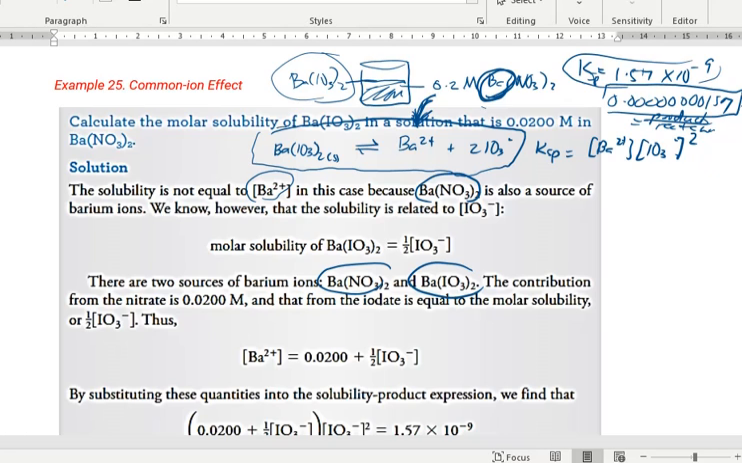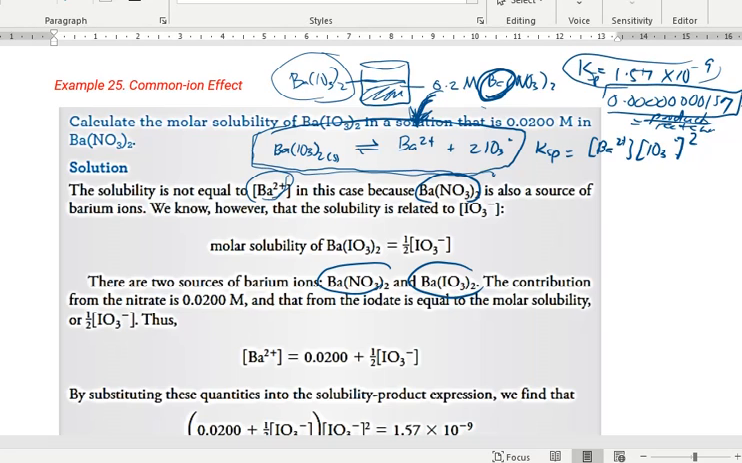So we already have that equation because we are asked for the molar solubility of barium iodate. So that equation is what we focus on. And the barium from barium nitrate here is the component that disturbs that equilibrium. Nitrate is just a spectator ion. Okay? So we know, however, that the solubility of barium, right?